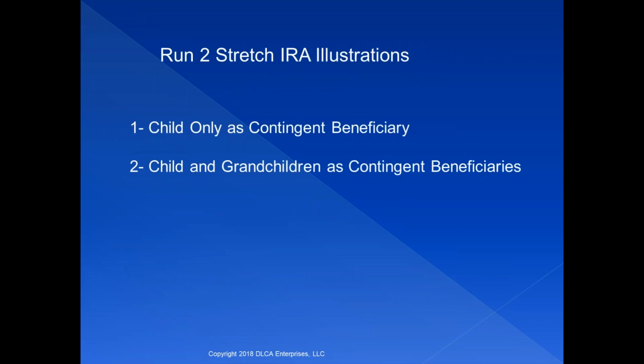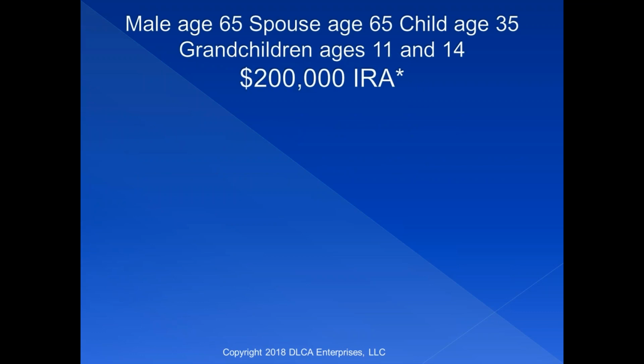So how do you prove this to them? It's really simple. You run two stretch IRA illustrations. The first one, the way their current beneficiary form is set up, the children only as contingent. Then you run a second one where the children and grandchildren are both contingent beneficiaries, so we're not disinheriting those grandchildren. So I'm just going to show you an example. This is just a summary slide. We have a male 65, female 65.